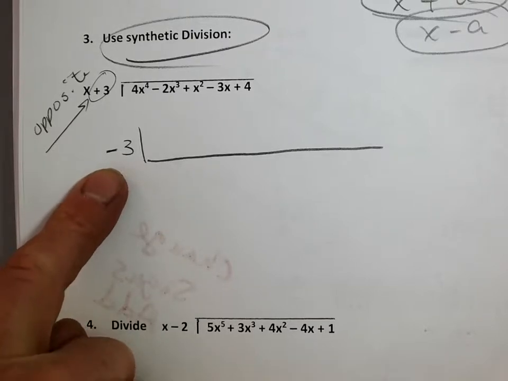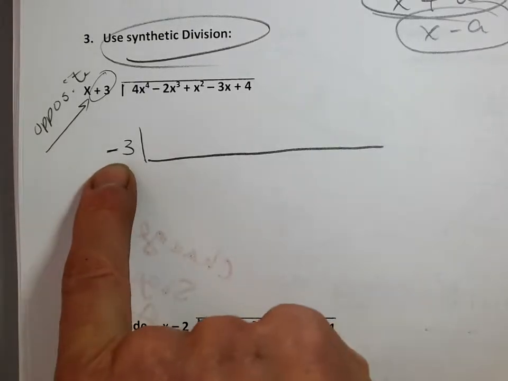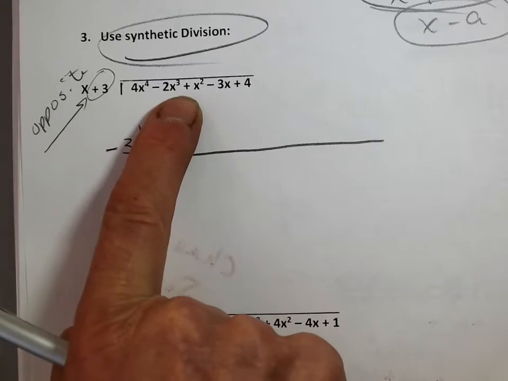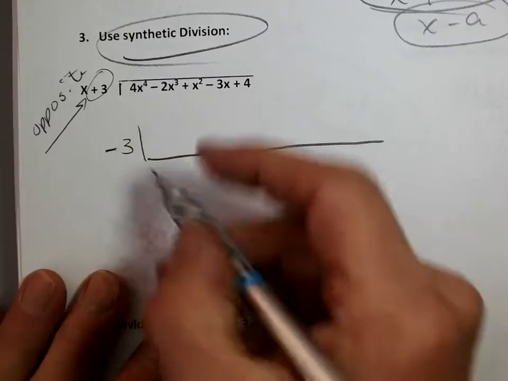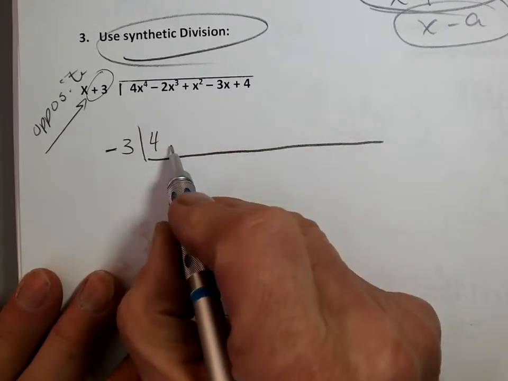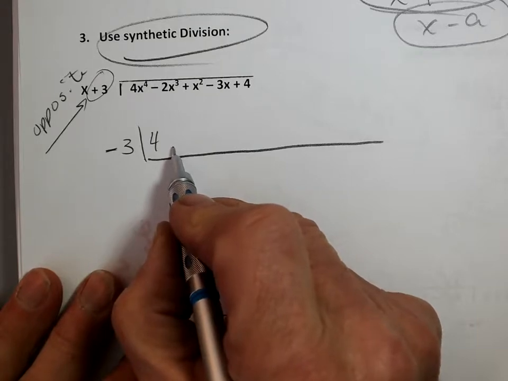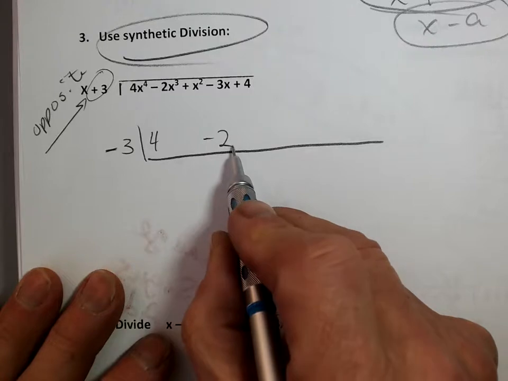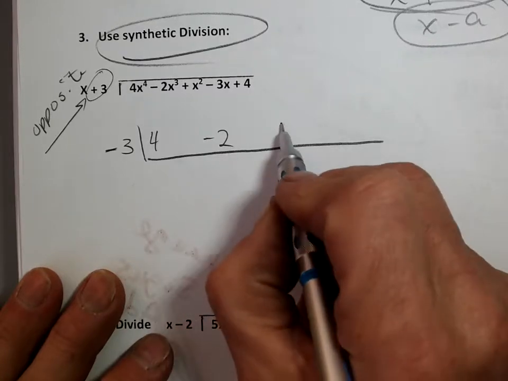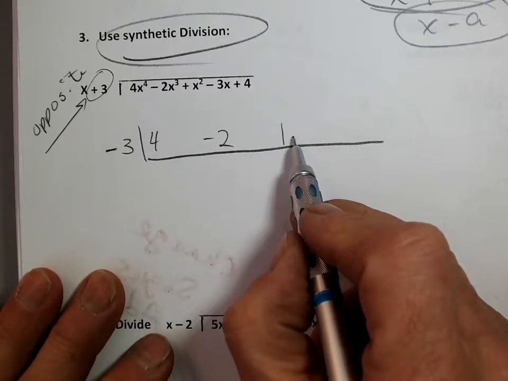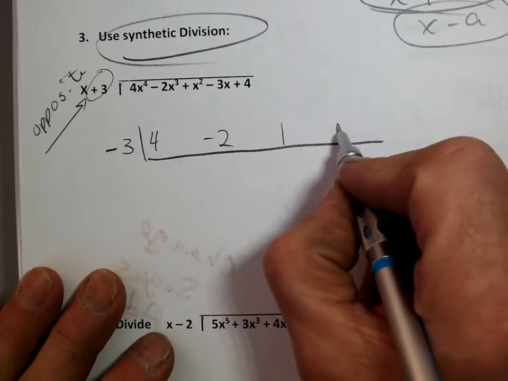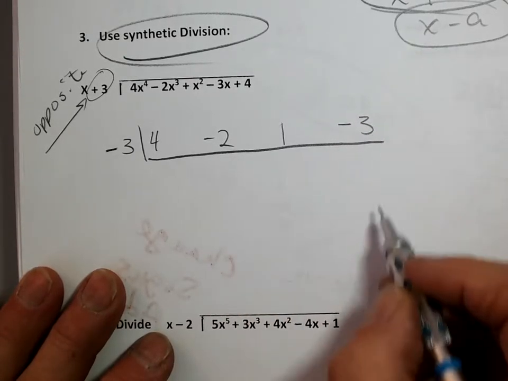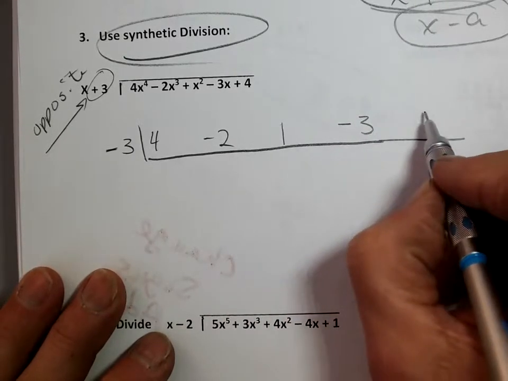Now, what we want to do is put the numbers, not the letters, not the x's. We're going to put a 4 here. We know there's an x to the fourth, but it's invisible. We're going to put a negative 2 here. We know there's an x cubed there, but it's invisible. We're going to put a 1 there, for the x squared. We're going to put a negative 3 there, for the x. And we'll put a 4.